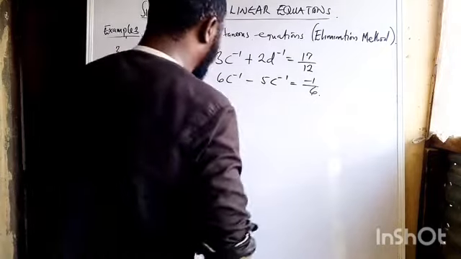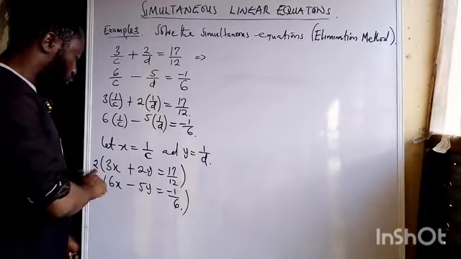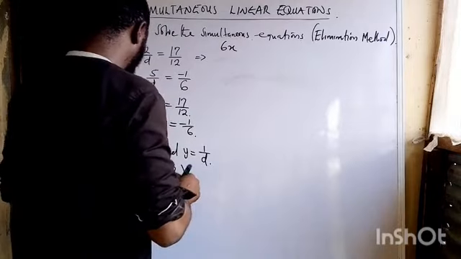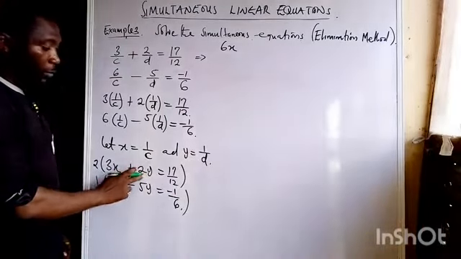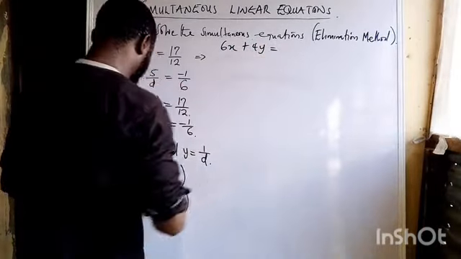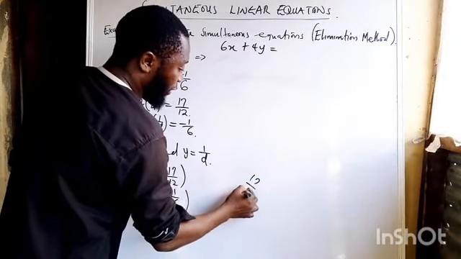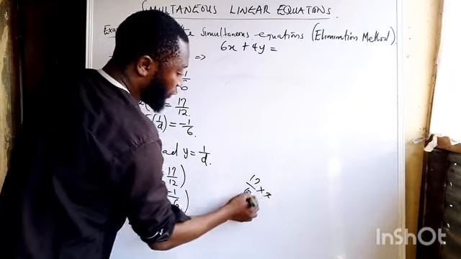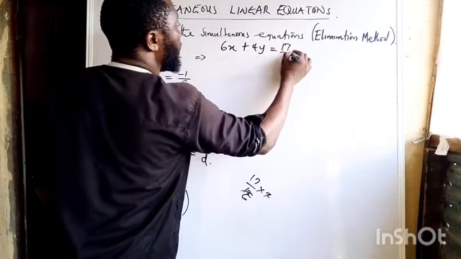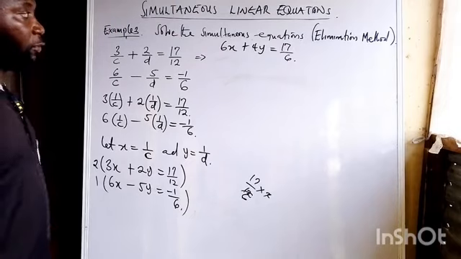So now let's open the bracket. 2 multiplied by 3, that is 6x. 2 multiplied by 2y, that is 4y equals 2 multiplied by 17 over 12. You have 17 divided by 12 multiplied by 2. You know, 2 will cancel out this, that is 6. So now this becomes 17 over 6. Now this is the new equation 1.